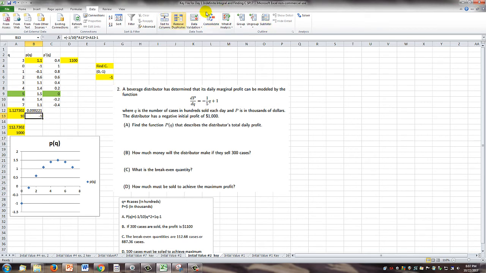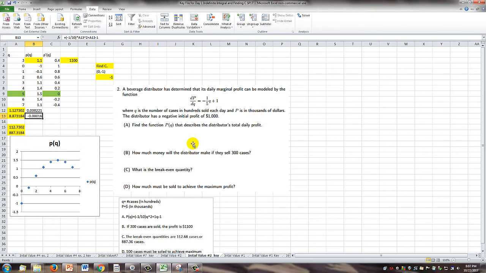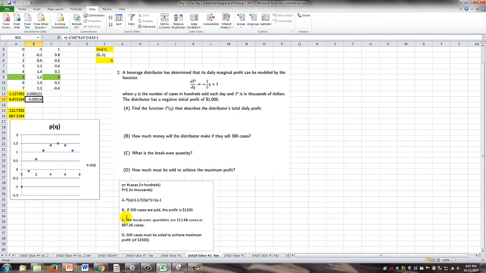And then the second break-even point, okay, so that means that the break-even quantities are 112.68 cases because this is in hundreds, or 887.36 cases because this is in hundreds.